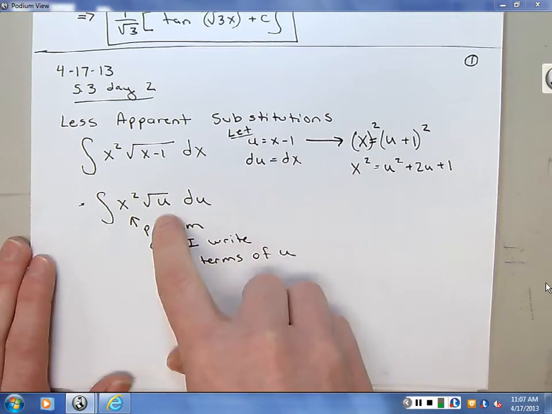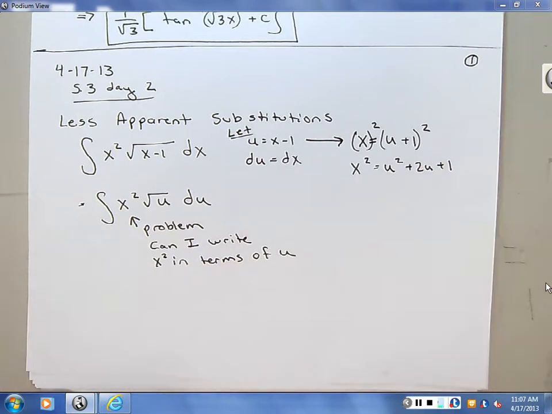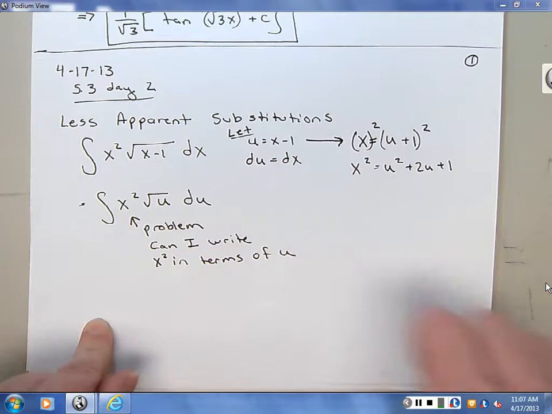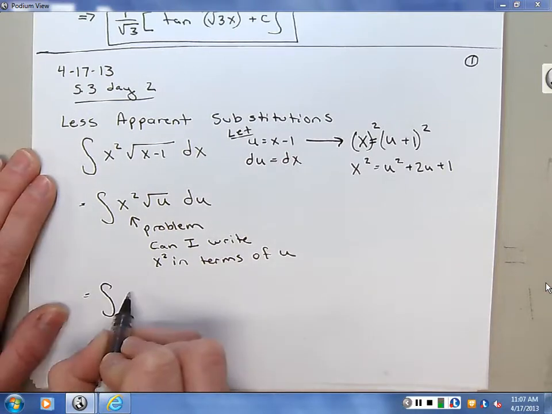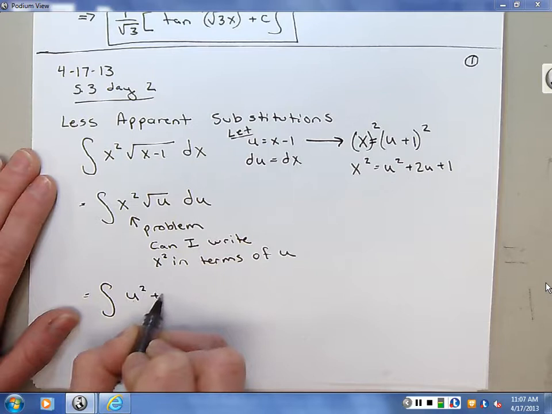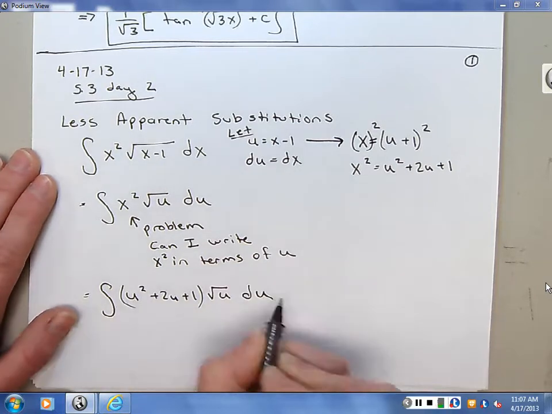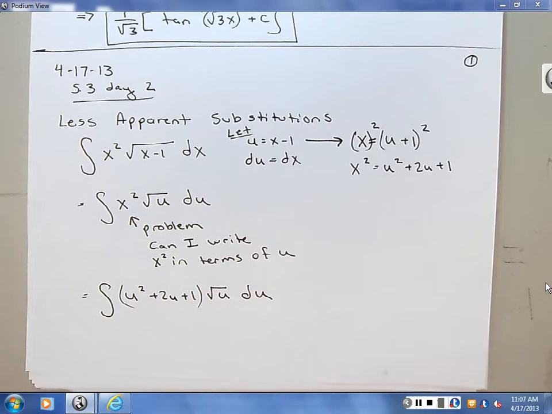So that just makes it easier to integrate something in u, and then I'll reshift it after I integrate it and say, okay, well, u is really x minus 1. So now I can write x squared. X squared in terms of u is u squared plus 2u plus 1 times the square root of u du. At this point, the best approach is to get u to a power. So I need to FOIL.